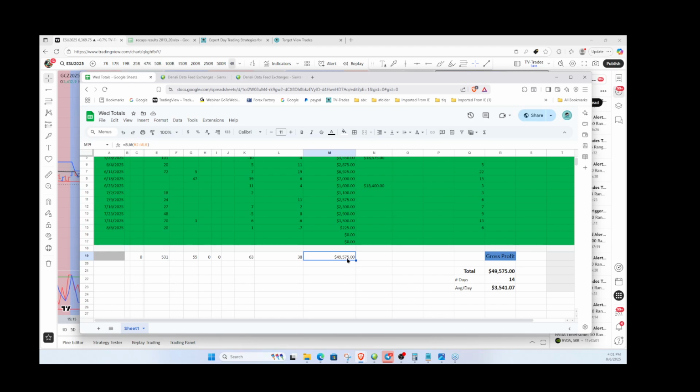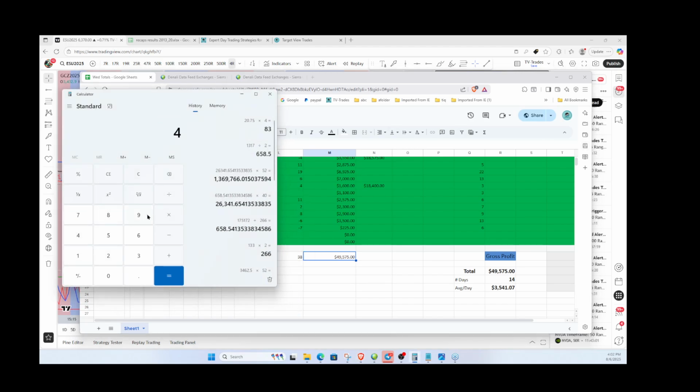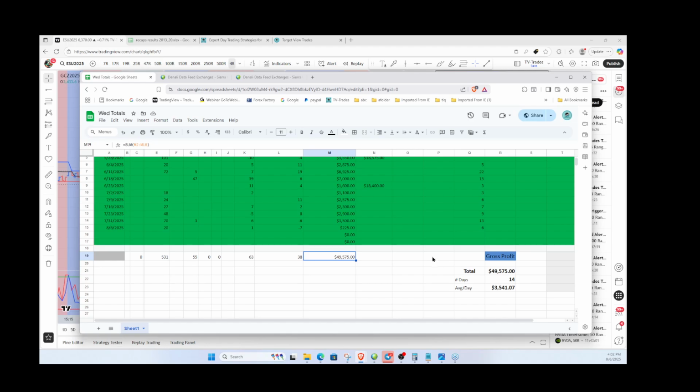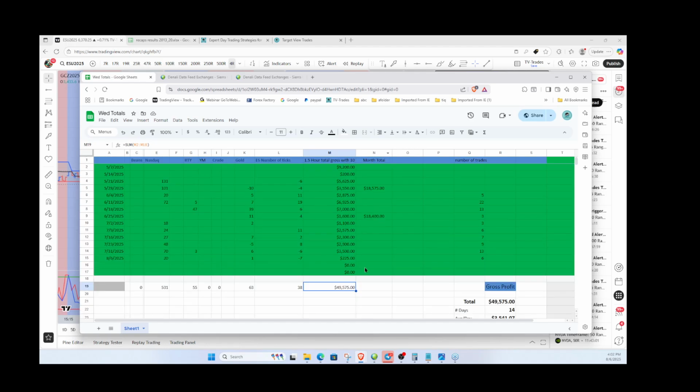I guess I didn't do an hourly rate on that, right? So it'd be 14 times 1.5. That's 22. So it'd be 49,575. Let's do the math here. 49,575 divided by 22. We're averaging $2,253 per hour with 10 contracts, or $225 per hour with 1 contract, for these Wednesday sessions.